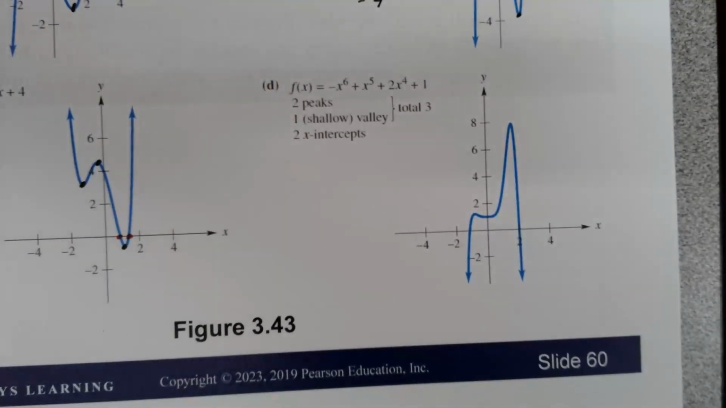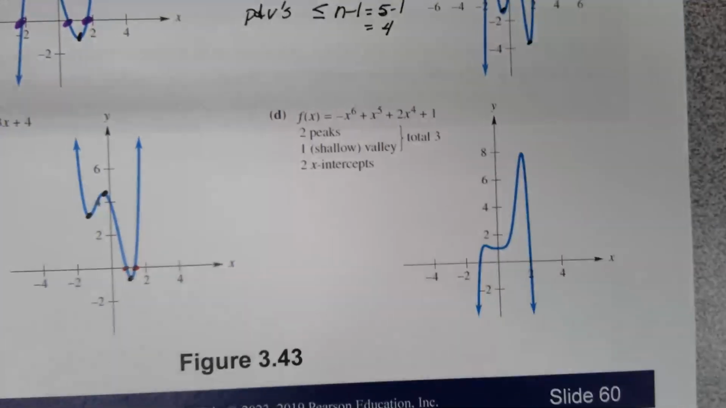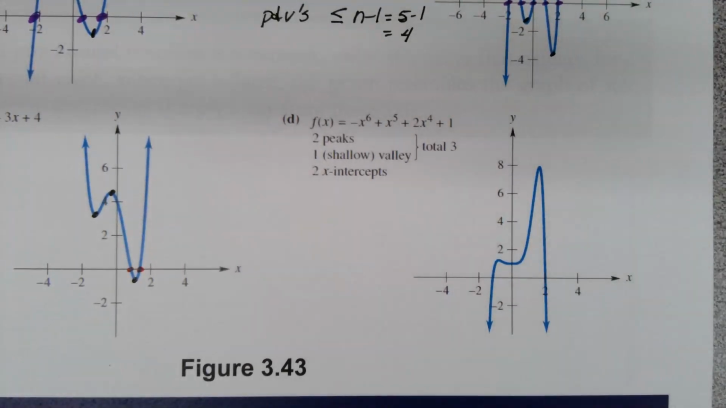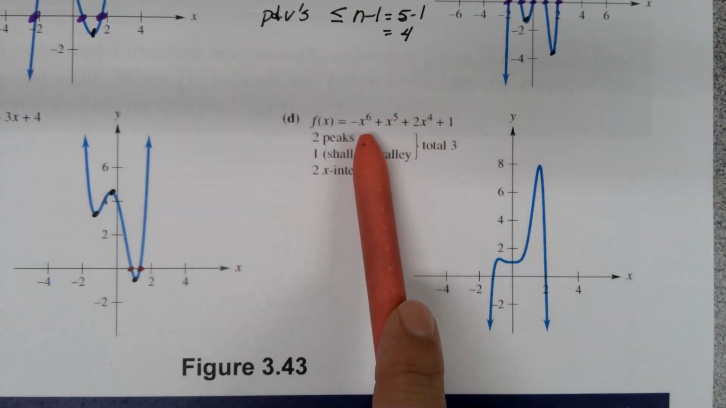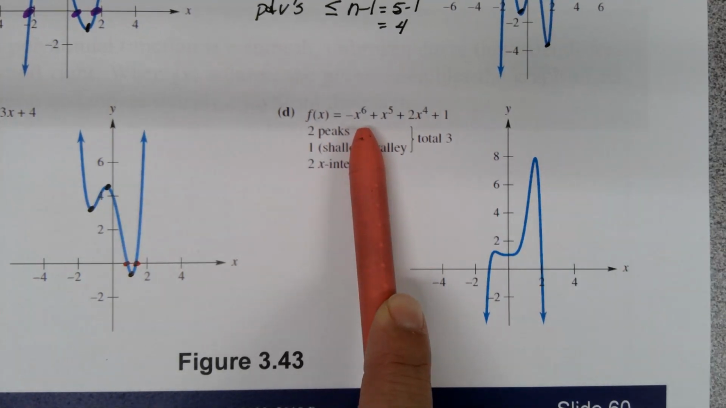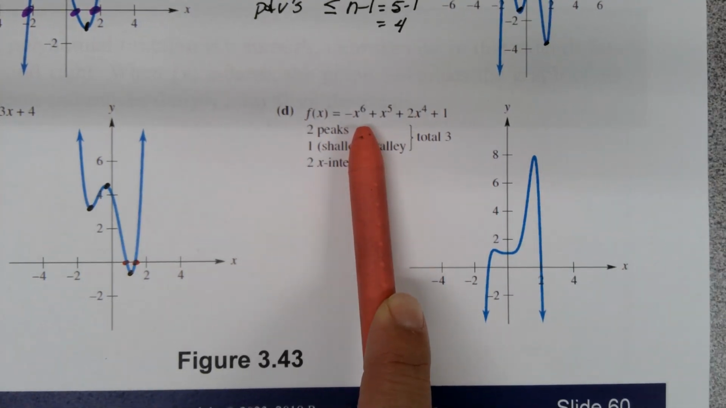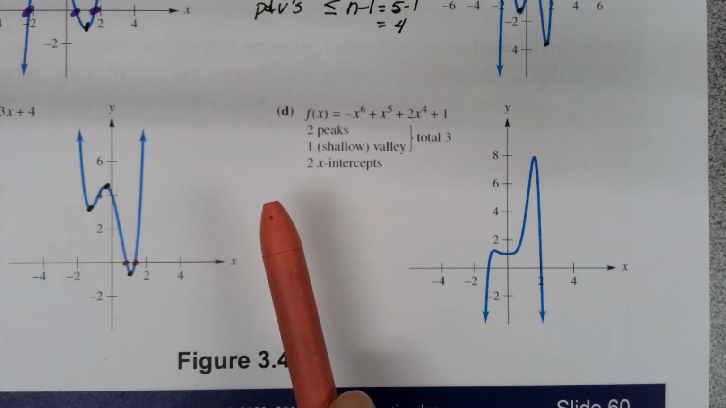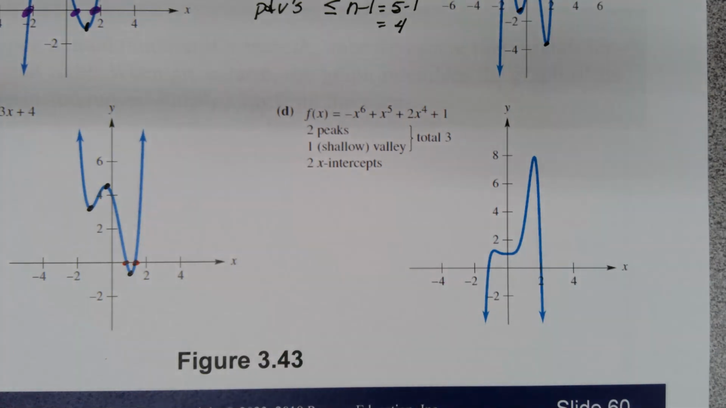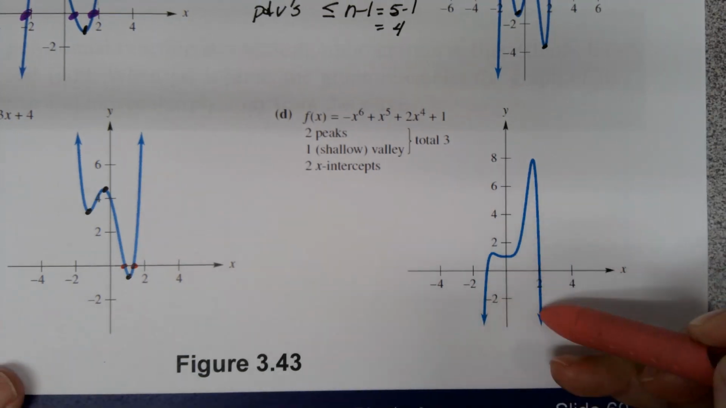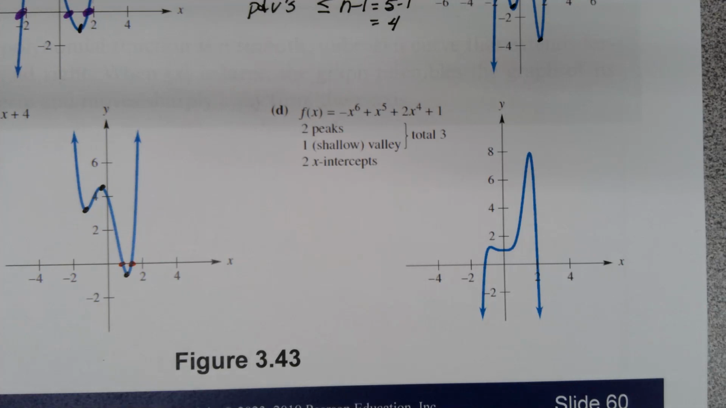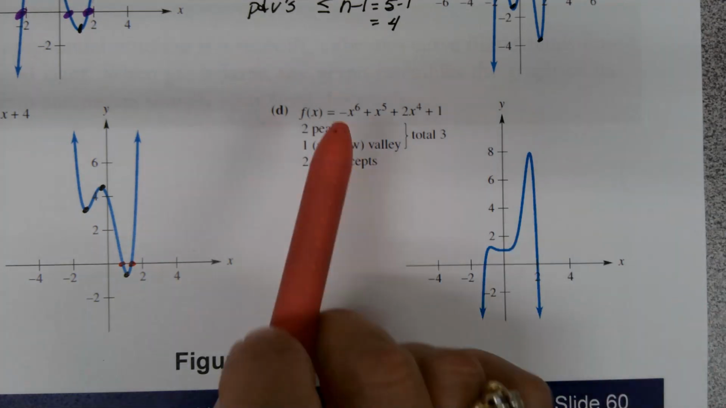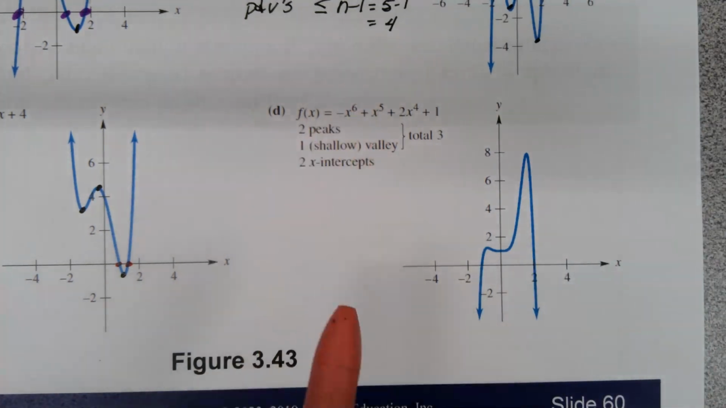Last one here. Not to necessarily go through all the things, but n is what here? 6, very good. 6 is even. My a sub n, the leading coefficient, is -1. So we have 6, which is even, and -1, which is negative, so my end behaviors will go down to the left and to the right there. Okay. Maximum peaks and valleys are 6 minus 1, which would be 5.